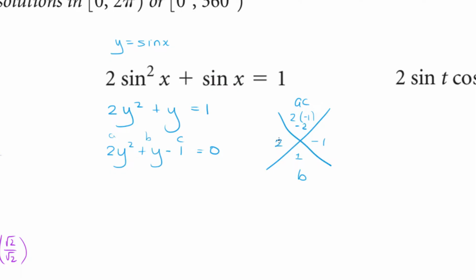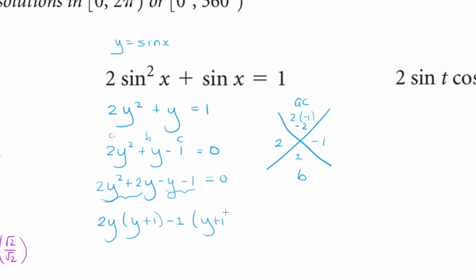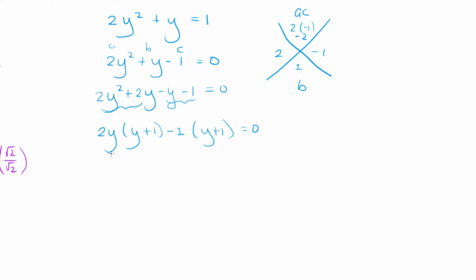So then we substitute b by these two numbers. So you have 2y squared plus 2y minus y minus 1 equal to 0. We factor the first two and the last two. What can we factor between 2y squared and 2y? 2y. You're left with y plus 1. What can you factor between negative y and minus 1? Negative 1. You're left with y plus 1. Notice that this y plus 1 and y plus 1 are factors. Therefore, we can factor it out, and we are left with y plus 1 times 2y minus 1.